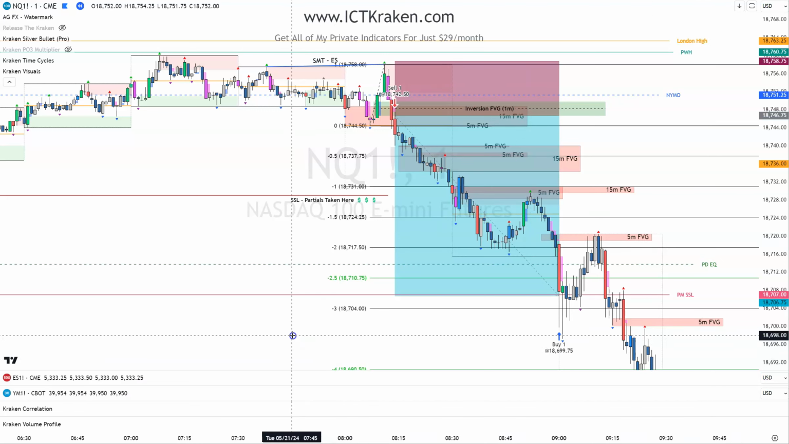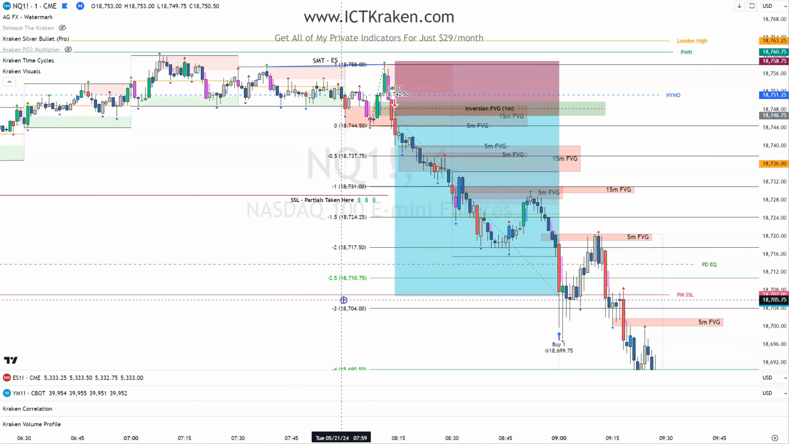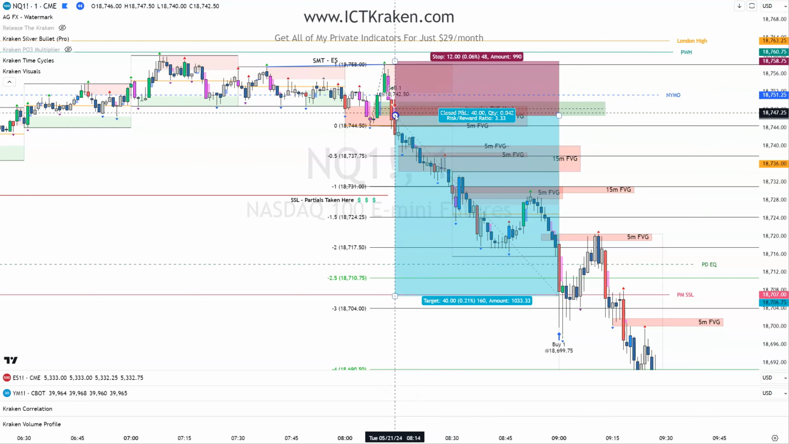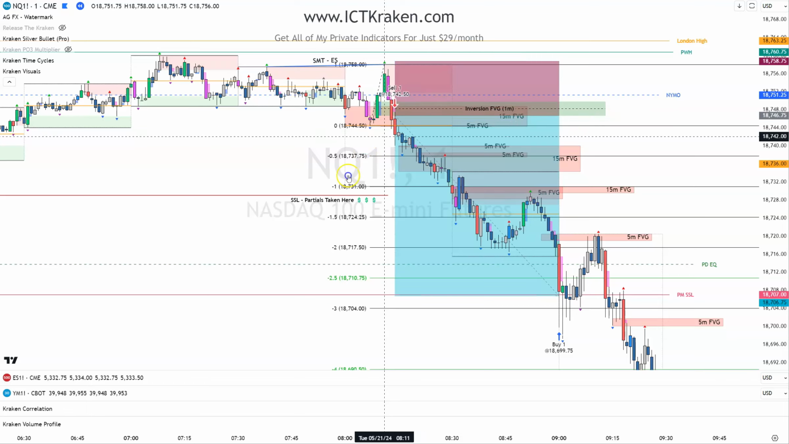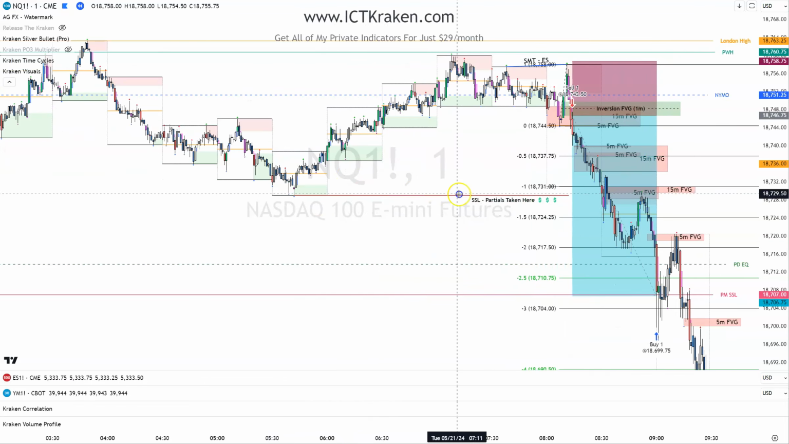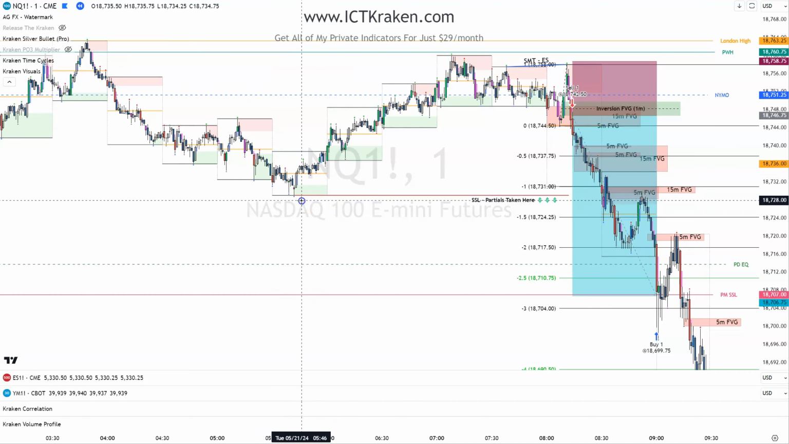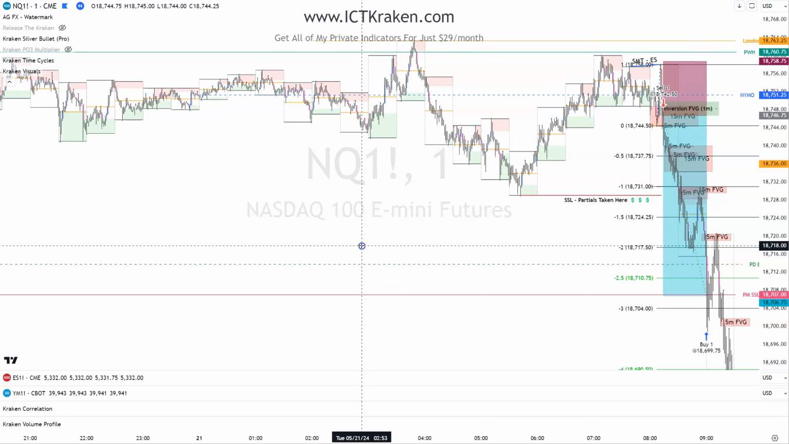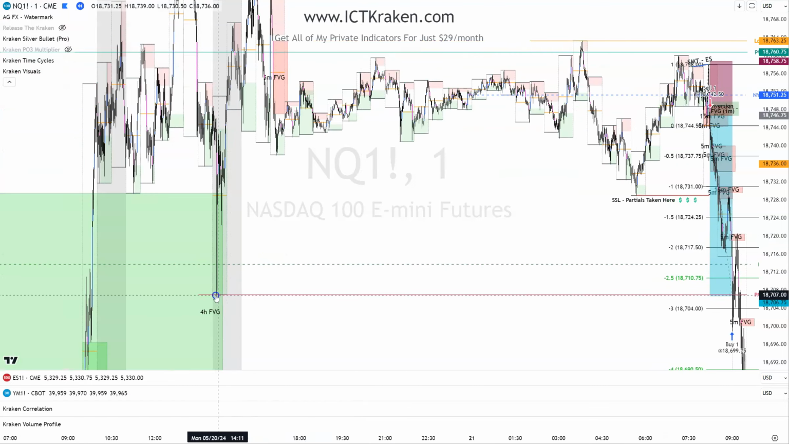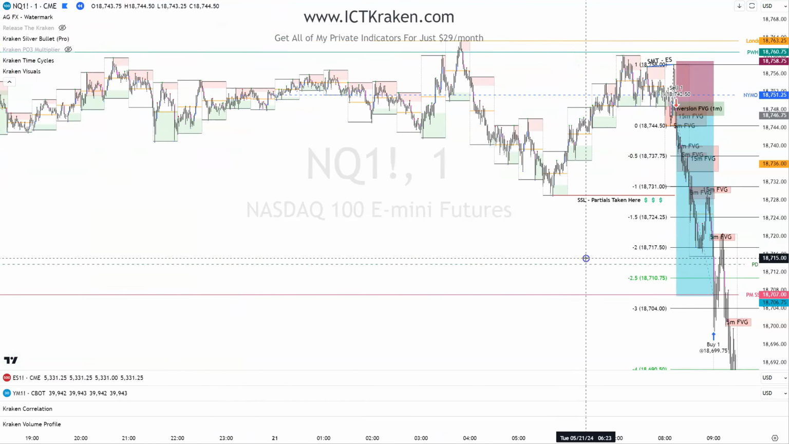Okay, so let's recap. This is a pre-market trade setup. Kraken time cycles, the 30-minute cycles. And I saw that we took the high of a 30-minute cycle. We had SMT. We also had an inversion fair value gap created. So I entered there. First target, if we were taking partials, would have been this 90-minute cycle low here, and then the TP target was this PM sell side liquidity.